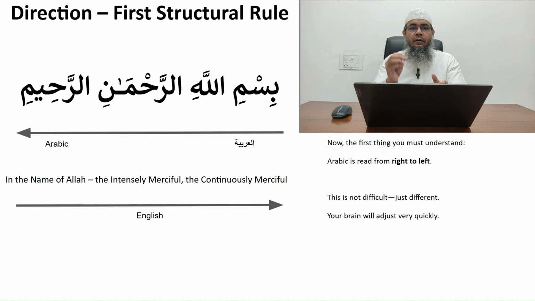Direction, first structural rule. As you can see on the screen, you see an Arabic text and you also see an English text. English reads from left to right. Arabic reads from right to left. So the first thing you must understand: Arabic is read from right to left. This is not difficult, just different. Your brain will adjust very quickly.